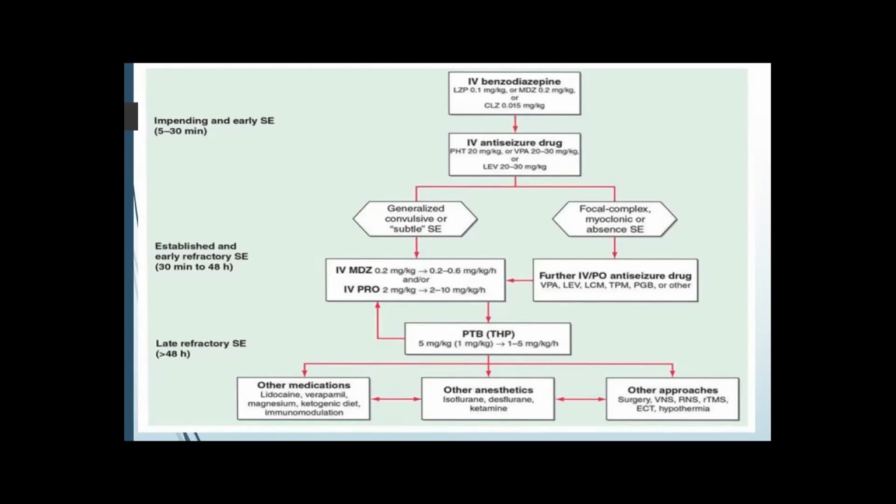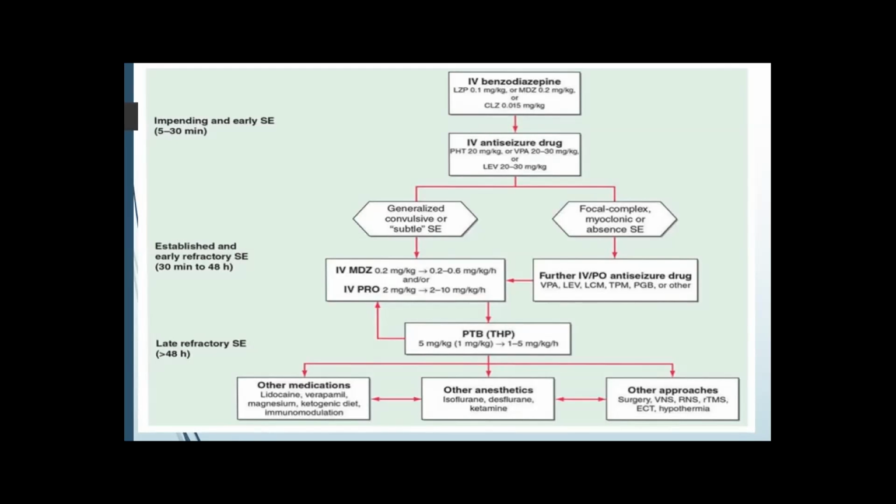Phenytoin is given 20 mg per kg, valproate 20 to 30 mg per kg, or levetiracetam 20 to 30 mg per kg. In case of generalized convulsive or subtle SE, IV midazolam 0.2 mg per kg is given with a maintenance dose of 0.2 to 0.6 mg per kg per hour, or IV propofol could be given, 2 mg per kg with a maintenance dose of 2 to 10 mg per kg per hour. In cases of focal, complex, myoclonic or absence SE, further IV anti-seizure drugs like valproate, levetiracetam, lacosamide, topiramate, pregabalin, or other drugs could be given.